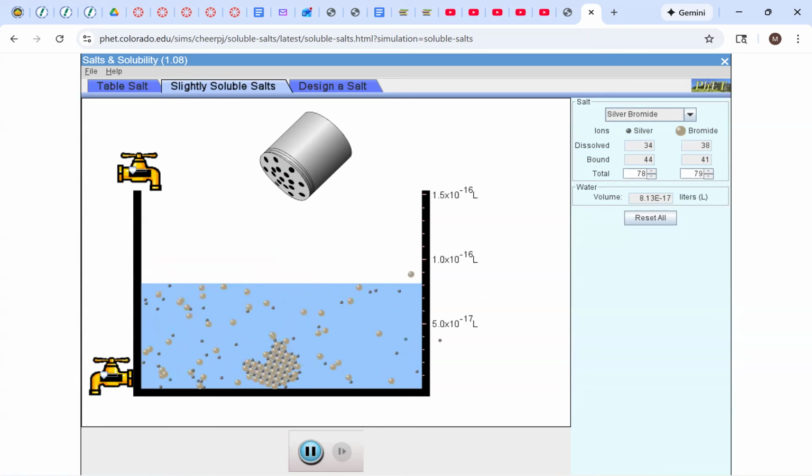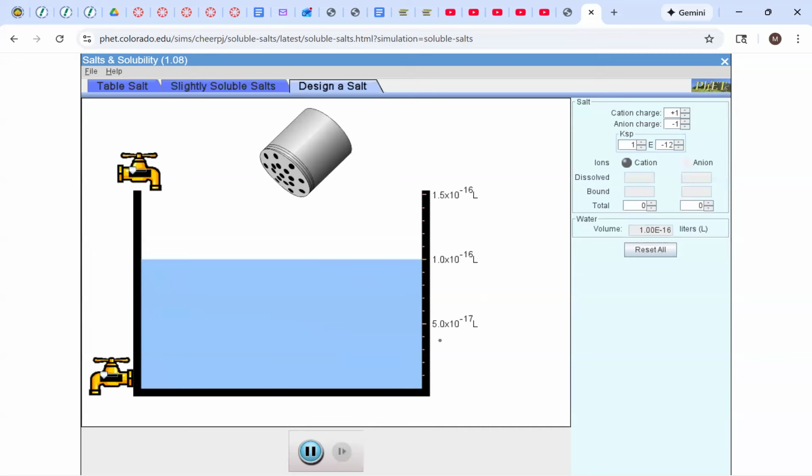So, like I said, I encourage you to play around with this simulation a little bit and get used to solubility. And this will be helpful in 102 because you can actually design a salt and you can see what happens when you change things like charge. Charge has a big effect on solubility. You'll learn that next quarter. That Ksp value there on the right-hand side is a constant that measures how soluble or insoluble something is. You'll learn about that as well in 102.